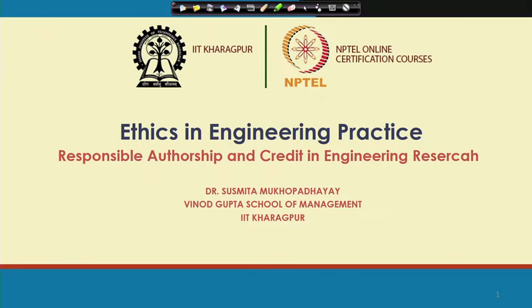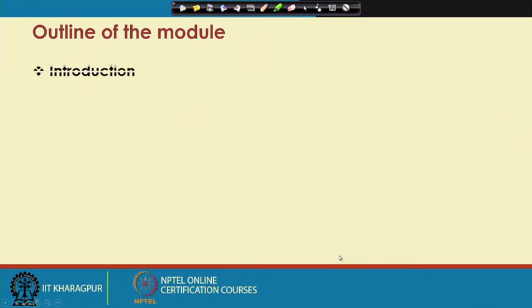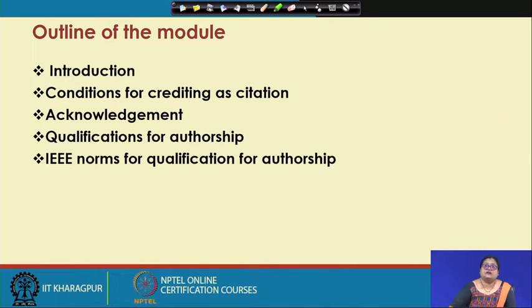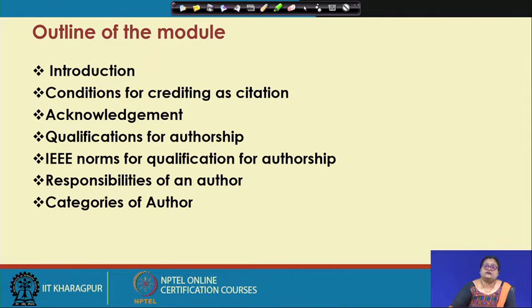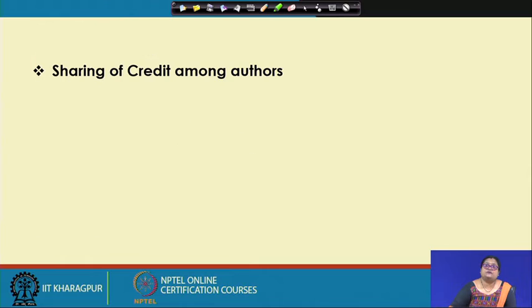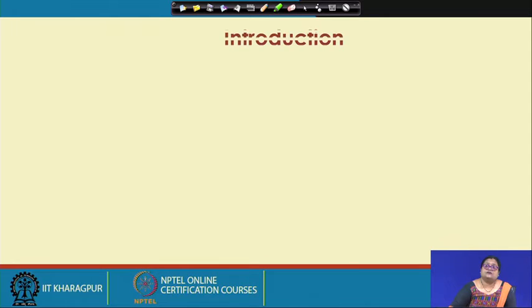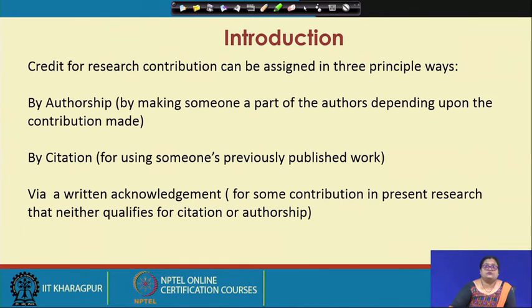Back. In this session, we are going to discuss responsible authorship and credit in engineering research. The outline of the module is: what you understand by crediting as citation, acknowledgement, qualification of authorship, then responsibilities of an author, categories of an author, issues of plagiarism, sharing of credit amongst authors, and finer aspects related to it.